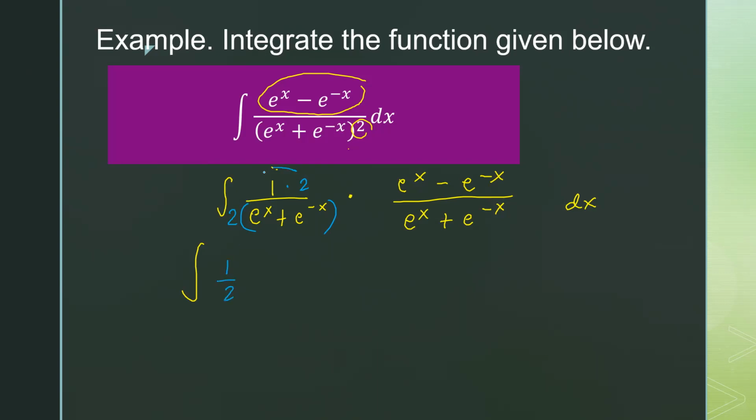Tapos, this expression now is equal to yung 2 over e to the x plus e to the negative x. That expression is equal to sech, di ba? Yan yung reciprocal ng cosh. So, sech x. Okay. Tapos, dito naman, this is e to the x minus e to the negative x, yung nasa taas, sinh over cosh, yan, di ba? So, sinh over cosh is tanh x.